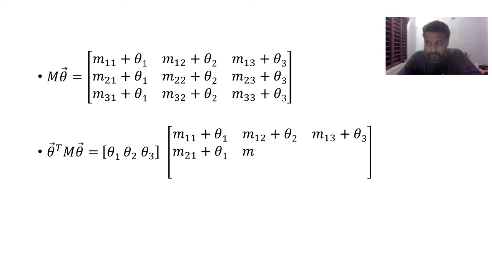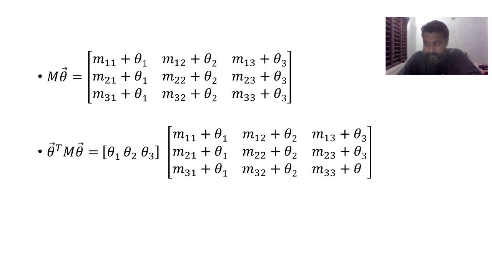M21 theta 1 plus m22 theta 2 plus. Okay, so here also the matrix that I have indicated is wrong, so just change it. I think in the next section I have made it correct. We can see that one.